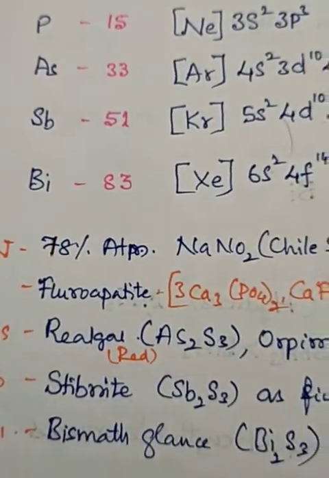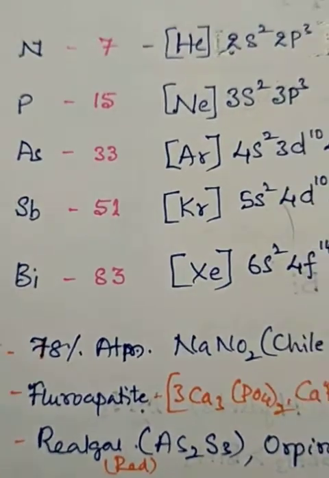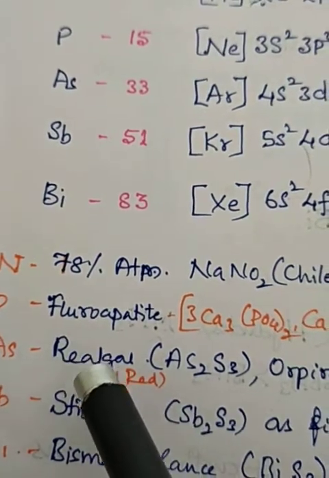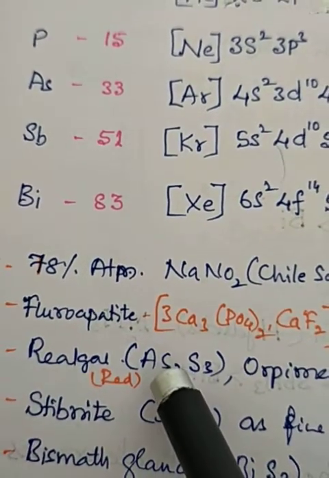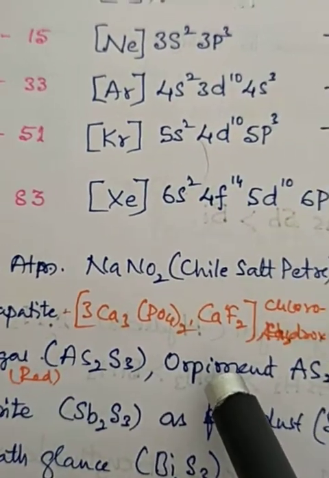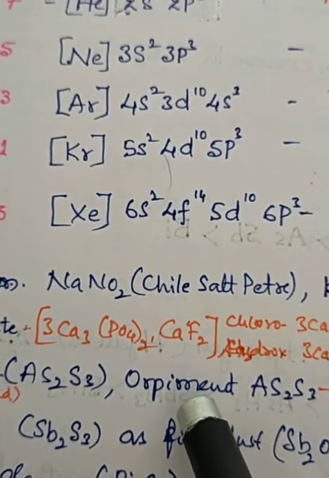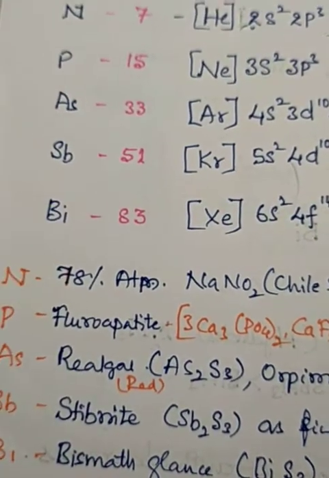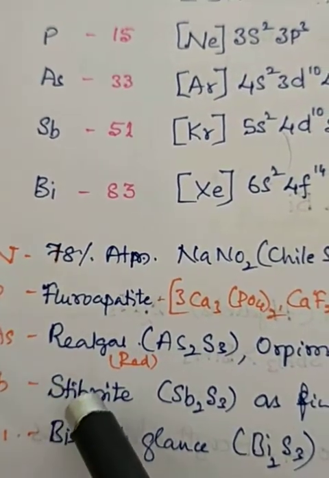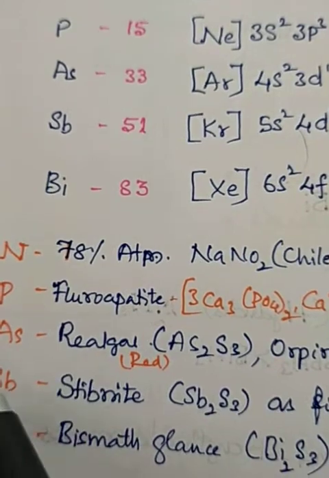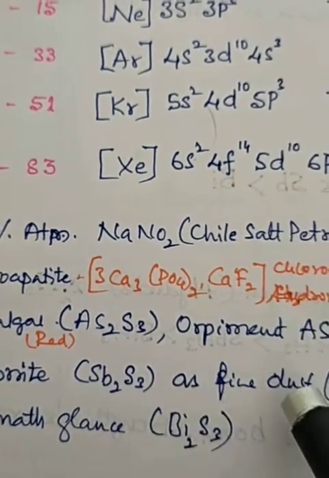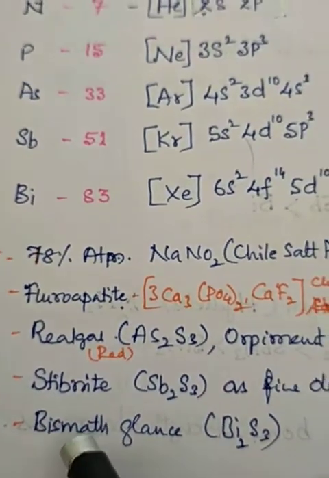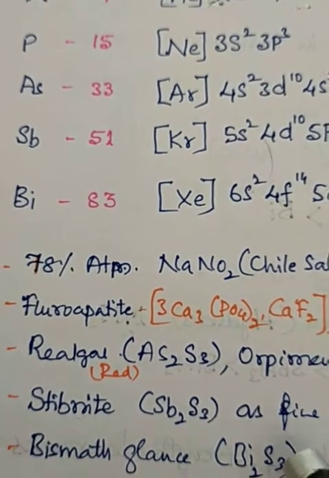Then another element, arsenic. Arsenic is in a very simple form. There is realgar, As2S2, which is red in color. One more is orpiment, As2S3, which is yellow in color. This is also a source present in the atmosphere. Then stibnite, Sb2S3, is the source of antimony, in the form of fine dust, Sb2O3. Then bismuth is in the form of bismuth glance, Bi2S3. So this is the source.